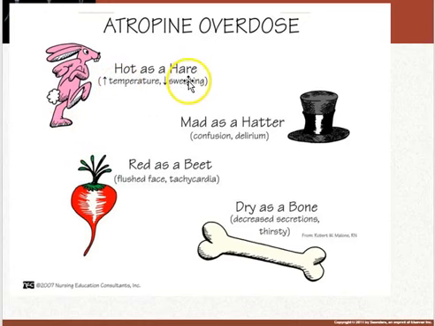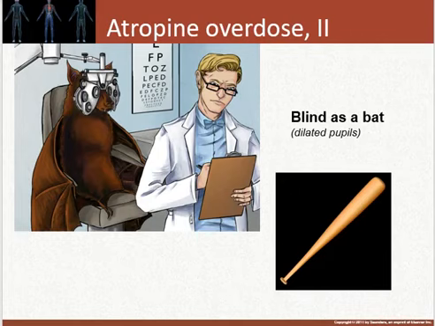Hot as a hare is there to remind you that you see an increase in temperature and a reduction in the ability to sweat. Mad as a hatter comes from confusion or delirium. Red as a beet: you see a flushed face and tachycardia. Dry as a bone: reduced secretions. The patient becomes thirsty because of the dry mouth as well. And the one thing that's not on this cartoon that I took from Pinterest is blind as a bat. Here's a blind bat, and that comes from dilated pupils. This is a great memory device to remember what atropine does.